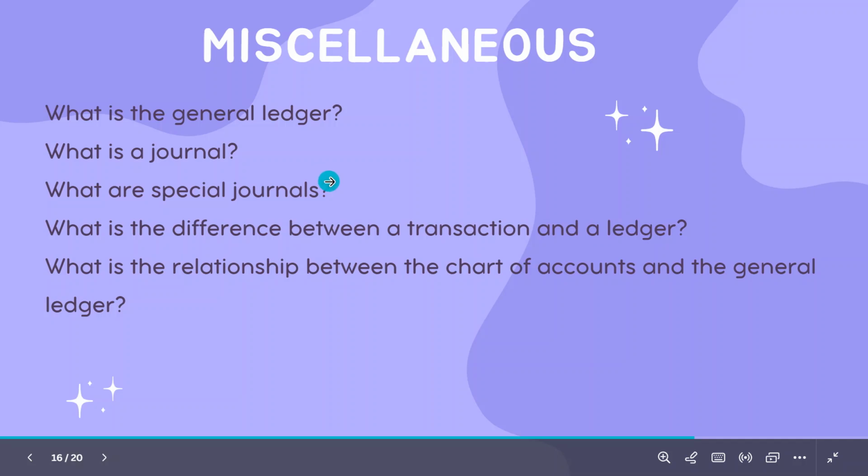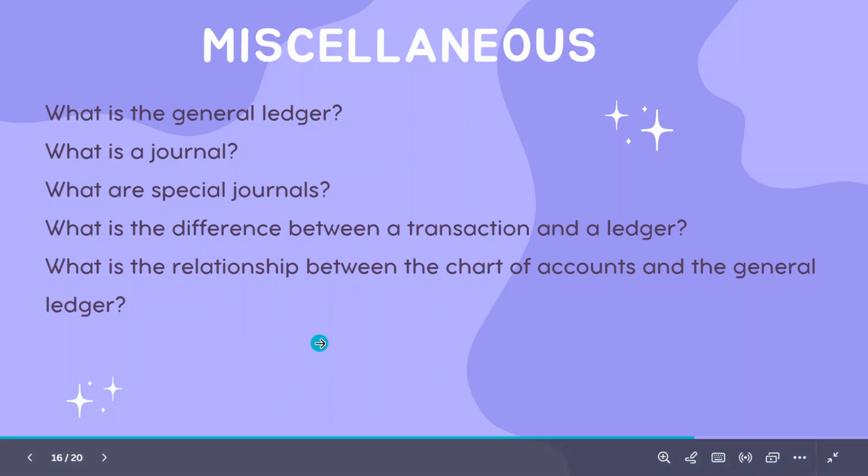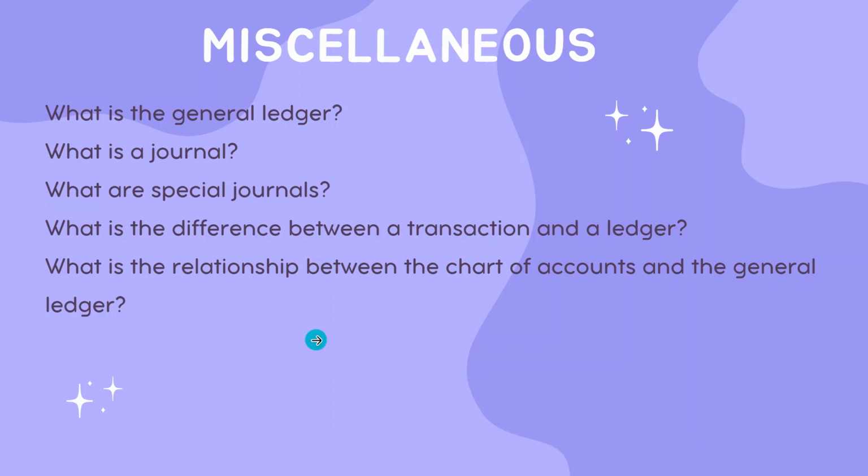Are special journals then used in a point of sale system, in QuickBooks, in a computerized accounting system? No, they are not. You guys know that. This is only in a manual accounting system. It automatically does it for you. It's so much easier, as you guys well know how much easier it is using a computerized accounting system.